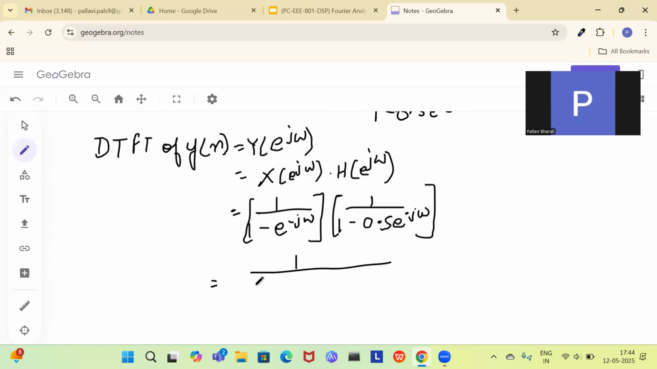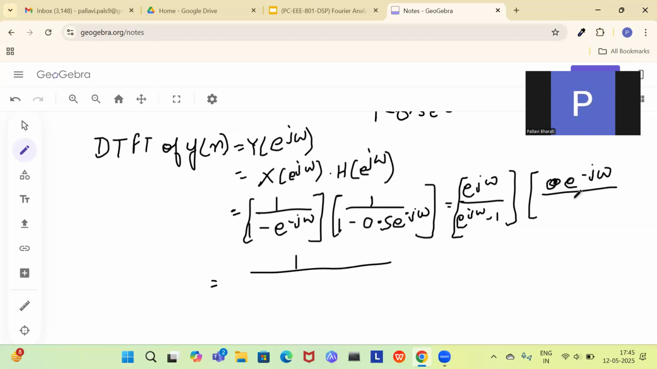1 by, so what is it is going to become, or you can do it one more way, that first you write it over here in a simpler format, then it will be e to the power of j omega divided by e to the power of j omega minus 1. And this side it is going to be e to the power of minus j omega divided by e to the power of j omega minus 0.5.